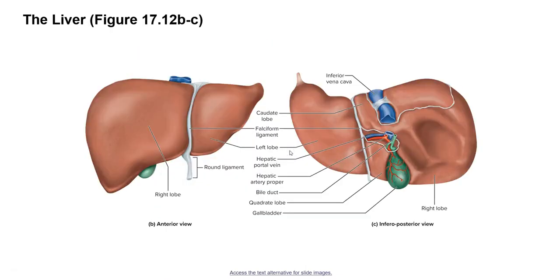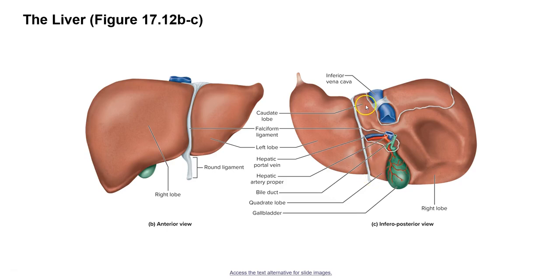Now you'll notice that there are 4 lobes that make up the liver. You have a right lobe, you can see here, a left lobe here, which are separated by this falciform ligament. This ligament is also going to help hold the liver in place and attach it to the abdominal wall. On the posterior side, you also see the caudate lobe and the quadrate lobe down here below.